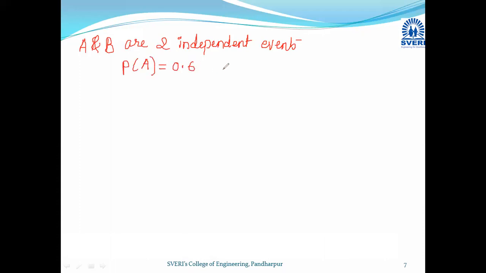Now next, if A and B are two independent events with P of A equal to 0.6 and P of B equal to 0.3, then find P of A intersection B.